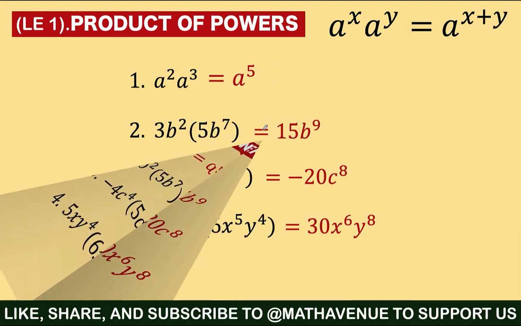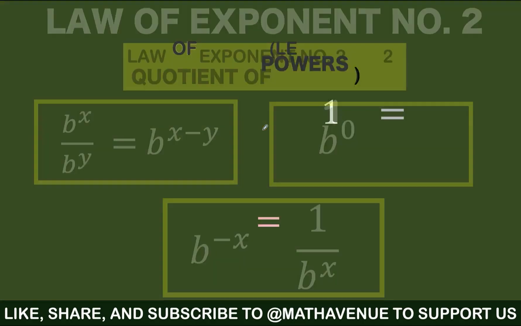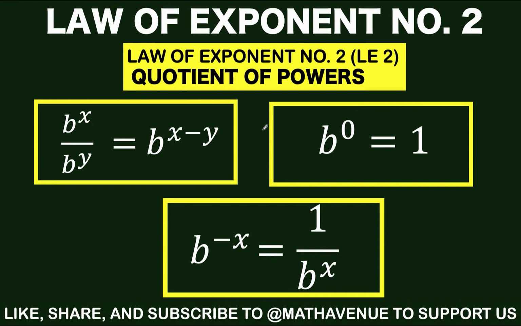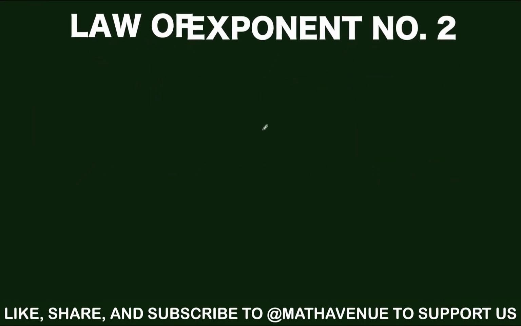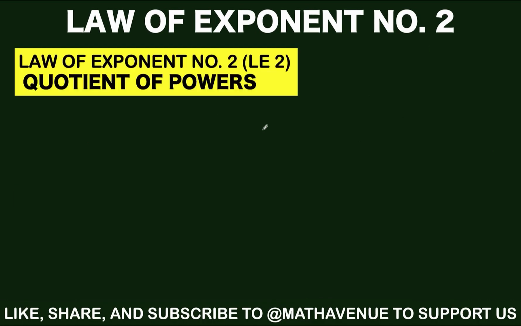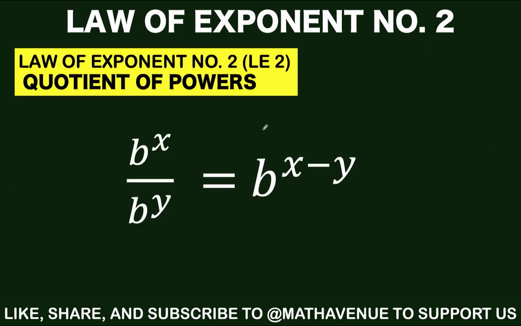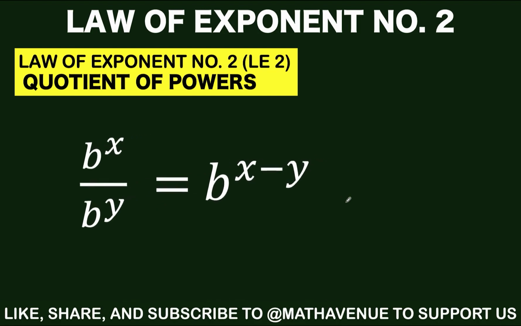Let's move to our law of exponent number 2. There are 3 cases that you are going to encounter for law of exponent number 2. But let's look at the law itself first. This is called the quotient of powers. When we have numbers in exponential form, b to the x over b to the y, notice that the bases are the same. To get the quotient, you just copy that common base and subtract the exponent of the numerator minus the exponent of the denominator.